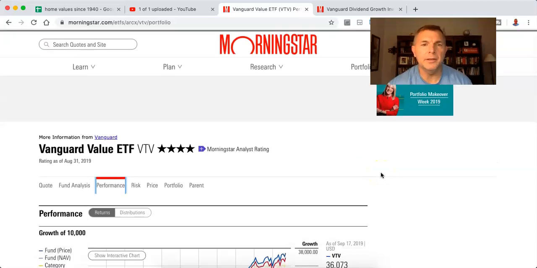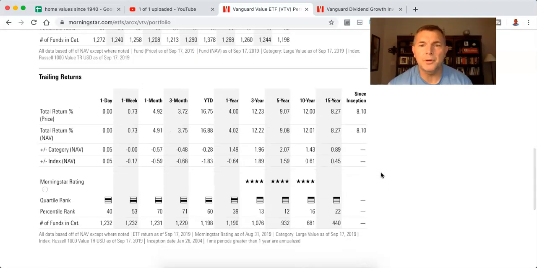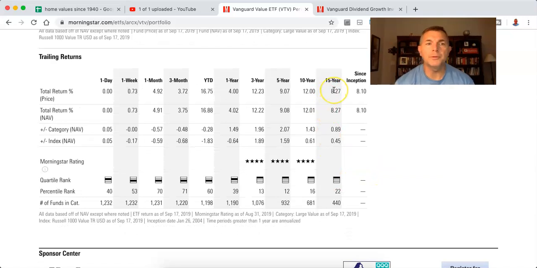And let's see what this guy is. I imagine a 4-star, yeah, index funds are always going to have a hard time being 5-star. And here, 15 years, 8.27. So there's a significant reduction in performance over 15 years.